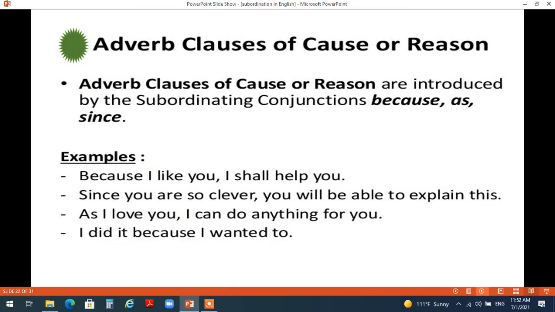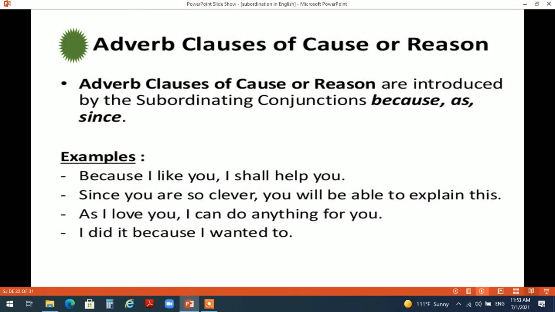Adverb clauses of cause or reason. إذن العبارات الظرفية الدالة على وجود علاقة سببية. They are introduced by the subordinating conjunctions because, as, or since. For example, because I like you, I shall help you. Then because I like you, this is an adverbial clause of reason.